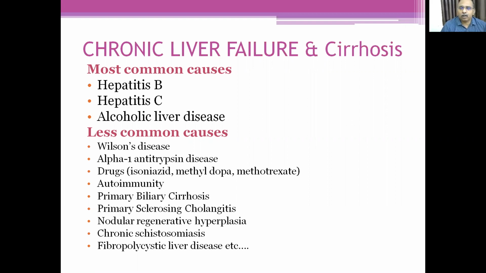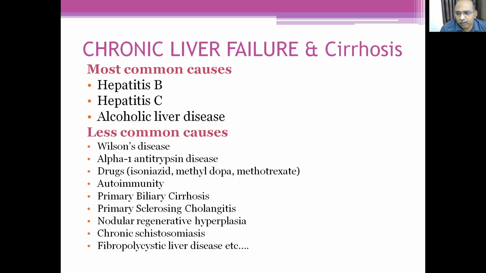And the less common causes are Wilson's disease. What is Wilson's disease? High amount of copper. No, I told you, no, copper metabolism. Yes. Okay, alpha-1 antitrypsin and the long-term use of drugs: isoniazid, methyldopa, methotrexate.